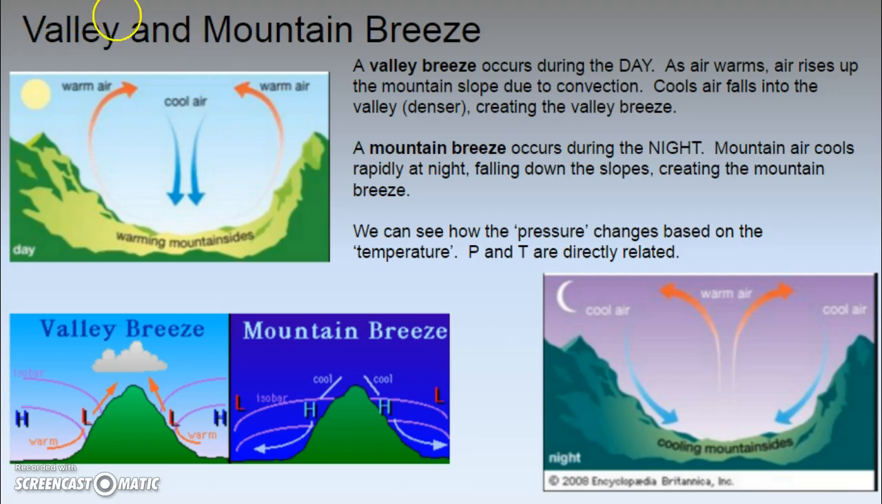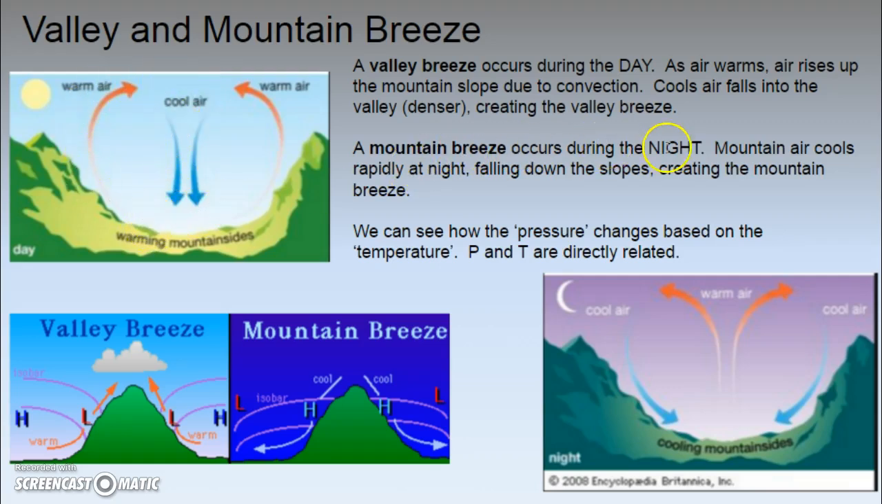Another example is a valley and a mountain breeze. A valley breeze is similar, but not exactly the same. Obviously, we're not using water, but it's very similar to the concept of a land and a sea breeze. So a valley breeze occurs during the day. As air warms, air rises up the mountain slope due to convection. Here we go. During the day, air is rising. And cooler air falls into the valley, right? The cooler air is going to fill that void, creating a valley breeze. So here we get this nice convection cell.